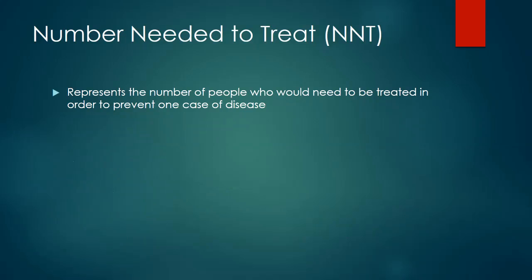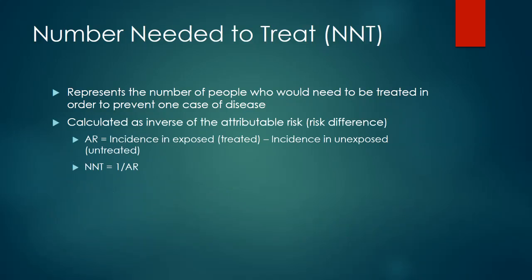Another measure that we can use to make clinical decisions is the number needed to treat, and this is the number of people who we need to treat in order to prevent one case of the disease. This is calculated as the inverse of the attributable risk, also known as the risk difference. We also talked about this earlier in the course in Module 2.